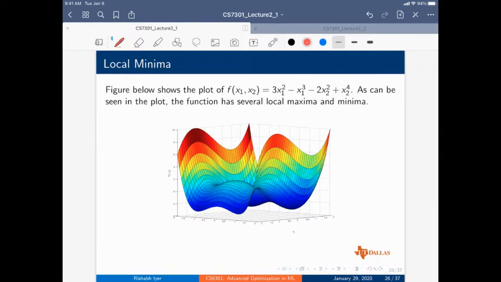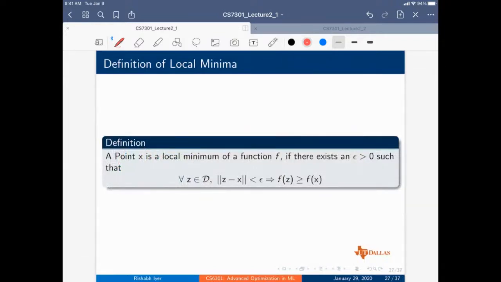Okay. So finally, we look at the property of local minima and connect this to properties of minima of convex functions. In general, a function could have several local minima and local maxima. So what is a local minimum? A point x is a local minimum of f if there exists an epsilon such that in the neighborhood of x, that is, norm of x minus z less than epsilon, f of z is greater than or equal to f of x.